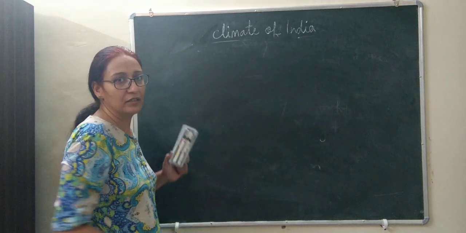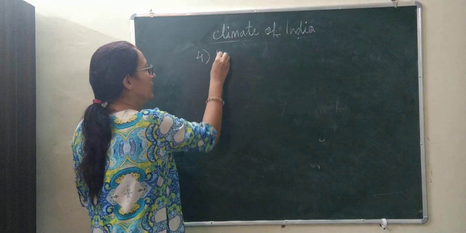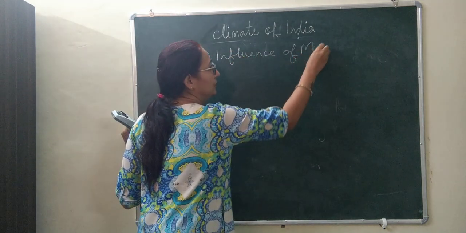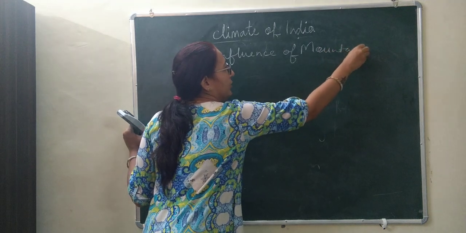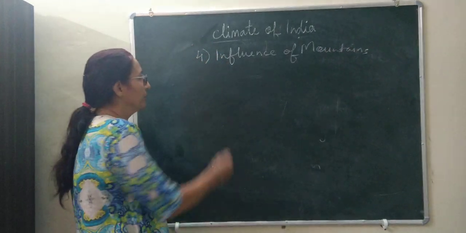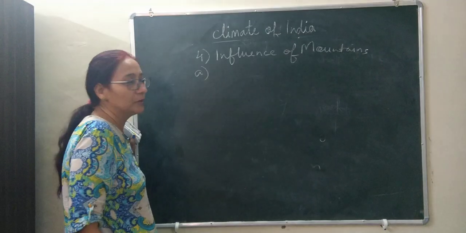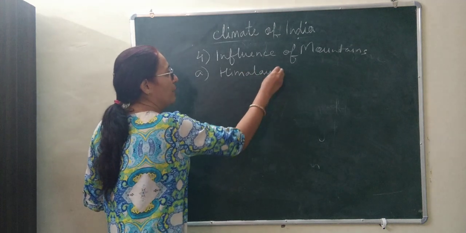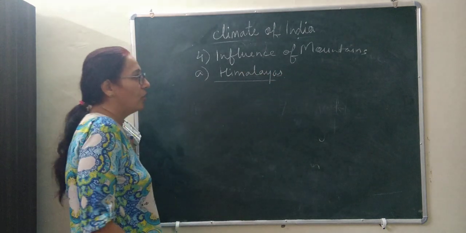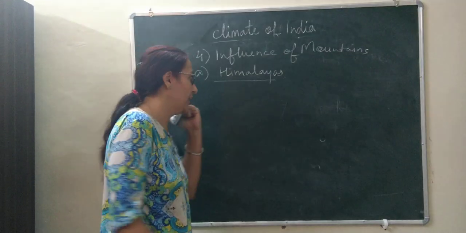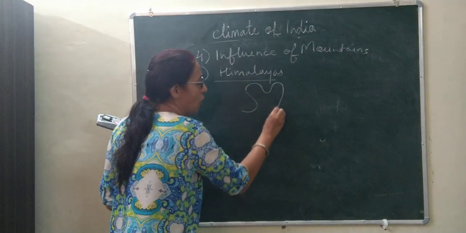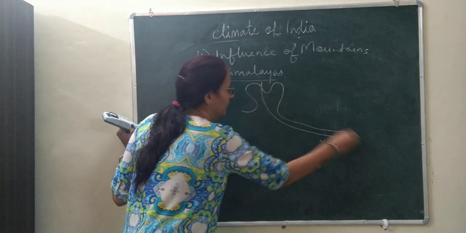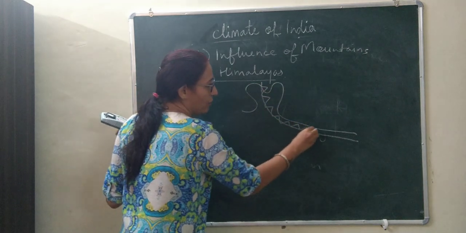Now the fourth factor, that is influence of mountains. How do mountains affect the climate of India? So here are some examples. Number one is Himalayas. Himalayas play an important role. Or how do Himalayas affect the climate of India? Here you will see there is a long range or a long arc of Himalayas here. These are young-fold mountains.